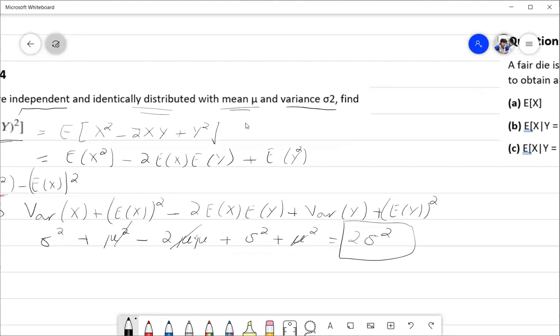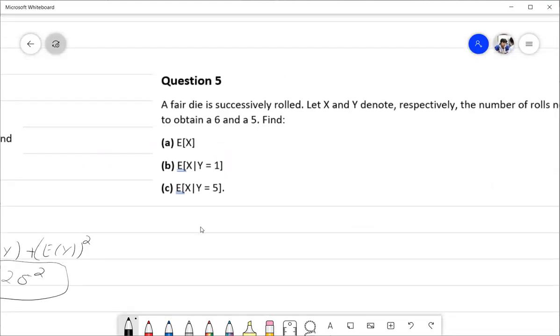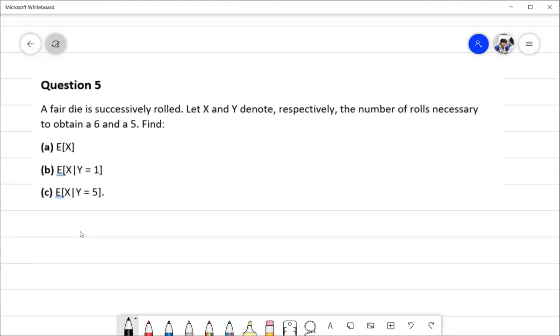Okay, so moving to the next question. This may seem easy, but I think the last part was a bit long, so I thought it was necessary to do it. A fair die is successively rolled. Let x and y denote respectively the number of rolls necessary to obtain a 6 and a 5. Okay, so find the expectation of x.